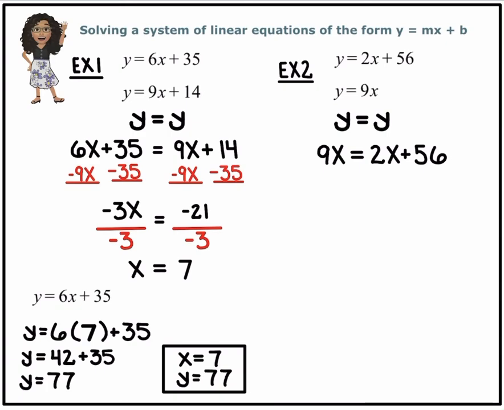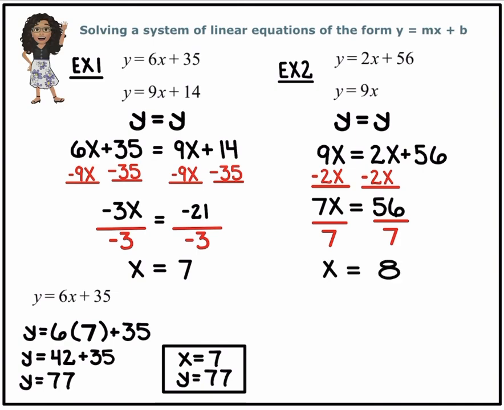To move the x's to the left side, I'm going to subtract 2x. After subtracting 2x from the left side, I have 7x, and on the right side, 56 is remaining. To get rid of multiply by 7, I divided by 7, and we find that x is equal to 8.